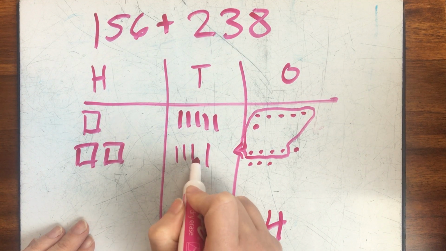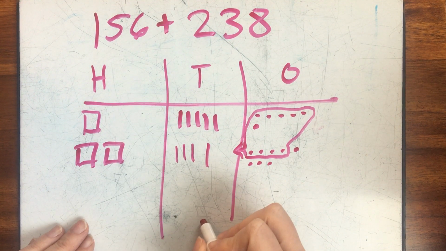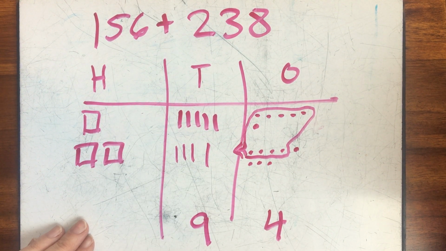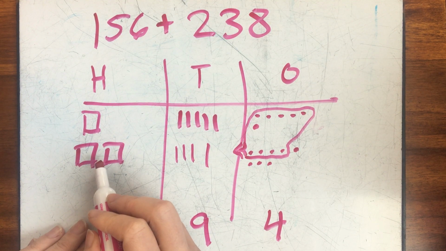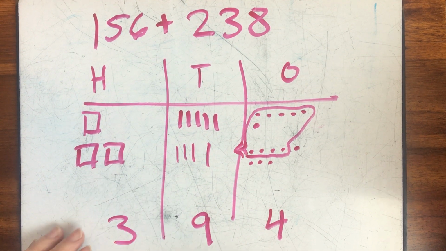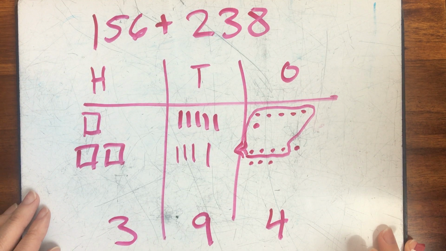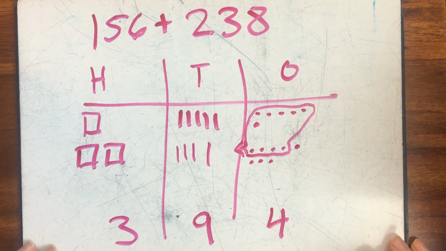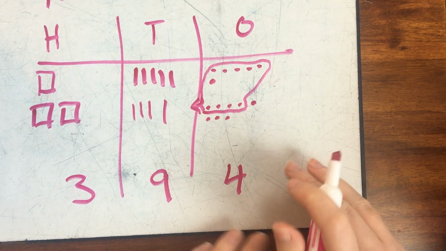Now I can add the tens. 5, 6, 7, 8, 9. 9 tens. So I can just write that down here. And now I have 3 hundreds. So my answer is 394.